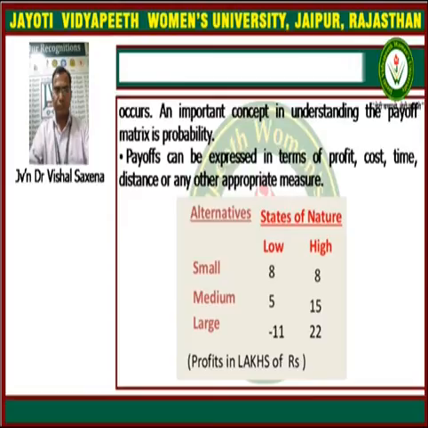It means the payoffs can be written in terms of profits or cost, time, or distance, and different measures as well. Now one example is given which shows the payoff matrix, the payoff table, and we can see the states of nature are given. These states of nature are low and high. So two states of nature are given, one is low and one is high, and we are also given the alternatives like small, medium, and large.